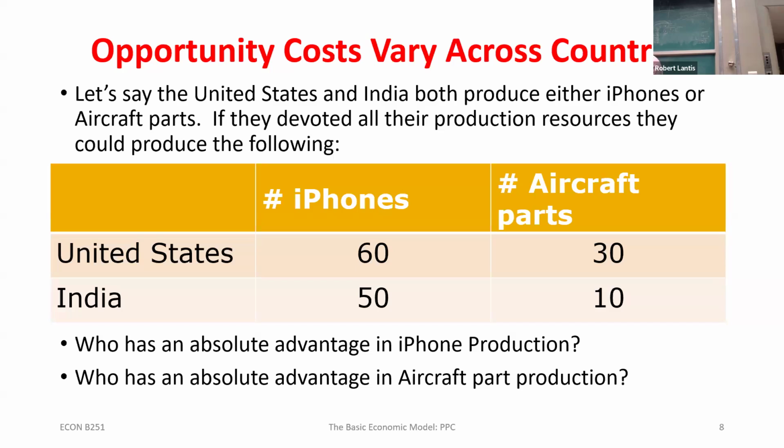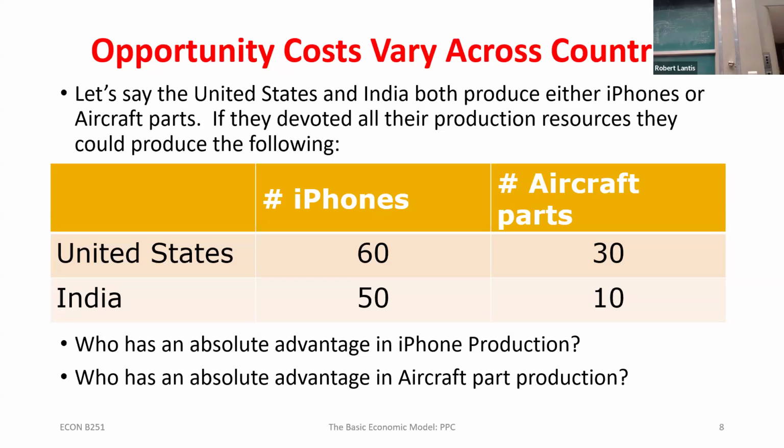What about for India? Well, there it's going to be 1 over 5. I'm trying to color coordinate these so I don't have to write the countries' names every single time. If you're taking notes and you want to write the country name next to it, that might be helpful when you go back to look at it later on. So here they would have what? For every iPhone they produce, they're only giving up 1/5 of an aircraft part. Well, 1/5 is smaller than 1/2.